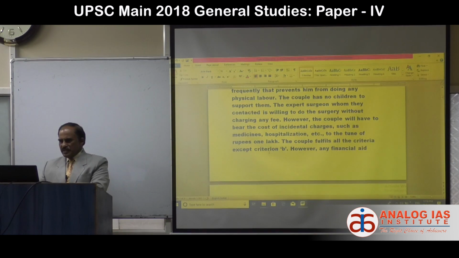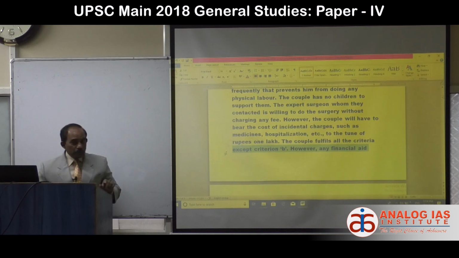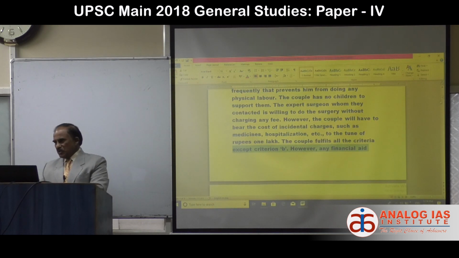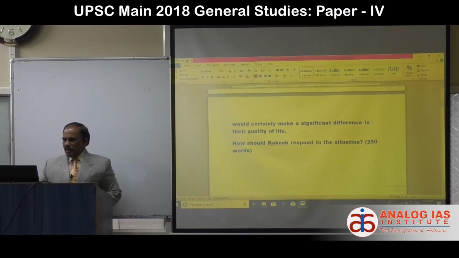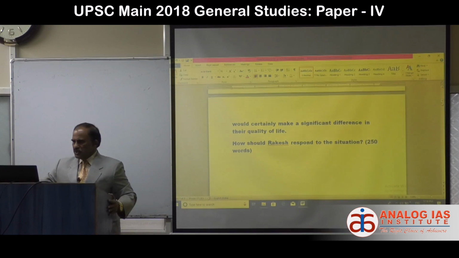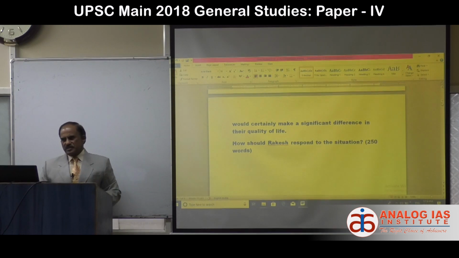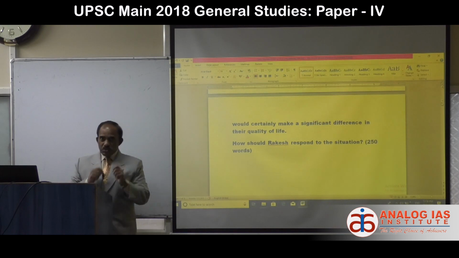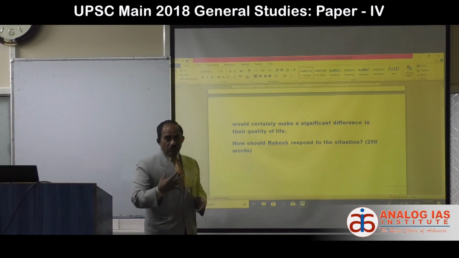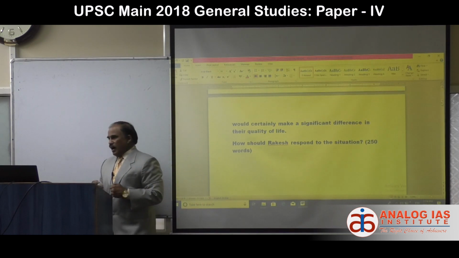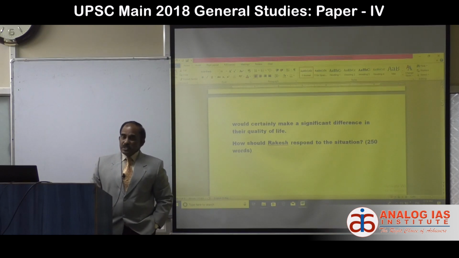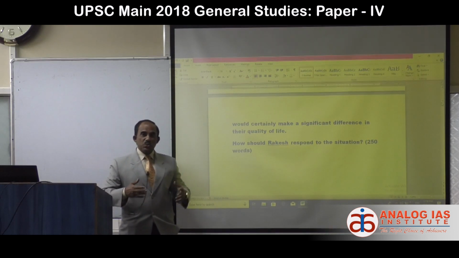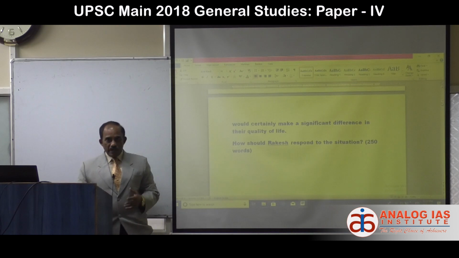So you can find here the criteria, except B. So that is the criteria. This is the case we have studied. Any financial help would certainly make a significant difference in their quality of life. Now the question: how should Rakesh respond to the situation? That means, in other words, you must understand what are the choices available to Rakesh.